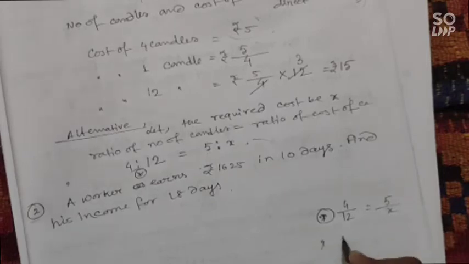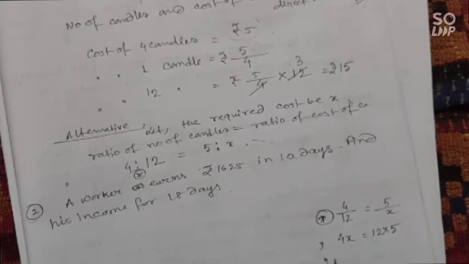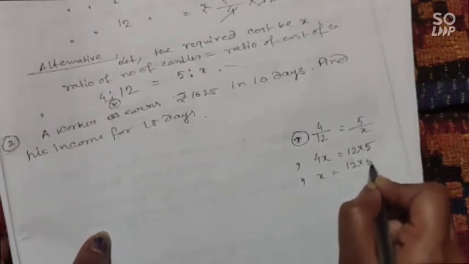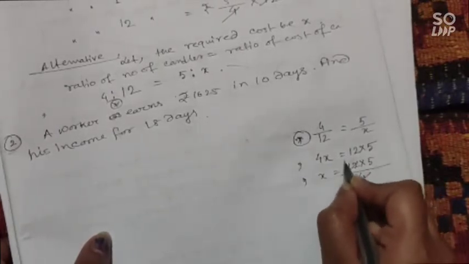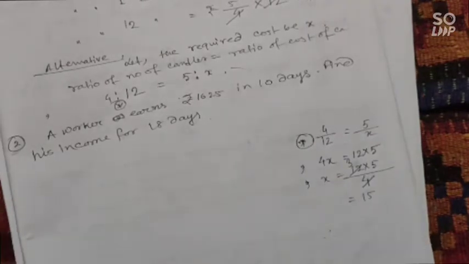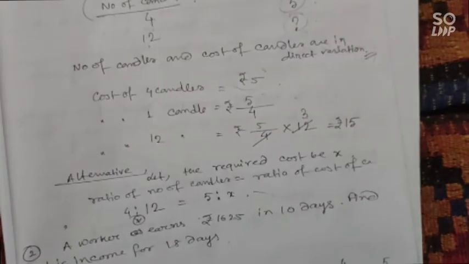So now we will do cross multiplication. 4x equals 12 into 5. So what will be the value of x? x equals 12 into 5 by 4. Then 4 3s are 12, 3 5s are 15. So the required cost, or the cost of 12 candles, is 15 rupees. Okay, so you can use this method. This is also an easy method. So you can use either this method or that method.